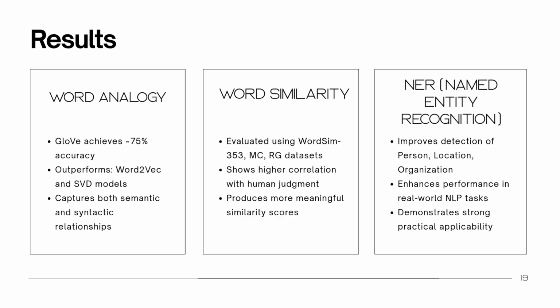In the word similarity task, tested on datasets like WordSim353, MC, and RG, GloVe produces similarity scores that closely match human judgment, showing that it captures semantic meaning effectively. In named entity recognition, it helps identify entities like people, locations, and organizations more accurately, which improves real-world NLP applications. Overall, these results show that GloVe not only performs better than models like Word2Vec and SVD, but also produces embeddings that are more meaningful and practically useful.